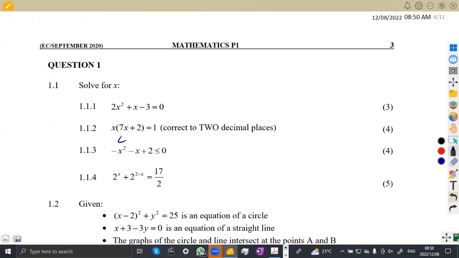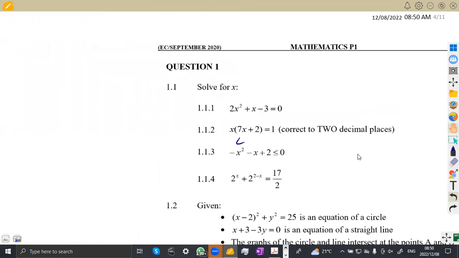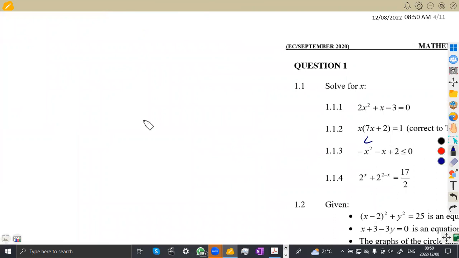So that's our question. Let's see what you're going to have. This is 1.12. We've got x into 7x plus 2, which is equivalent to 1. First, let us expand the brackets. It's x and 7x, which is 7x squared, x and 2, that's 2x. Then you can transpose the 1 to the other side of the equation, which is going to be a negative 1. So that's the equation that you have.